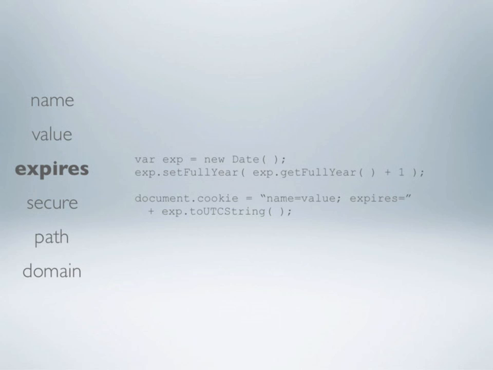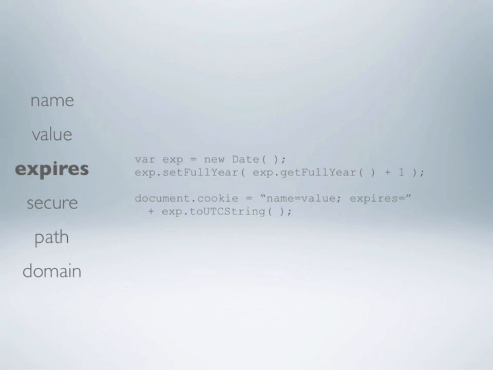exp.setFullYear, is I actually get the year that the expires date is currently set to. I add 1 to it, basically setting it to point to one year in the future, 1 year from right now, and then I set that as the year for the actual expires date. So I end up with exp being a date object that points at 1 year from right now.